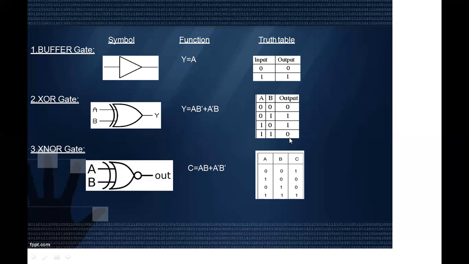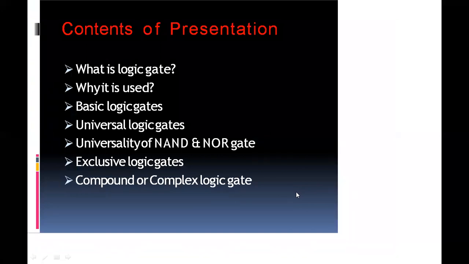After getting the output of the XOR gate, if we put another NOT gate in front of the XOR gate, then we get the result of the XNOR gate, and here the result is 1001.